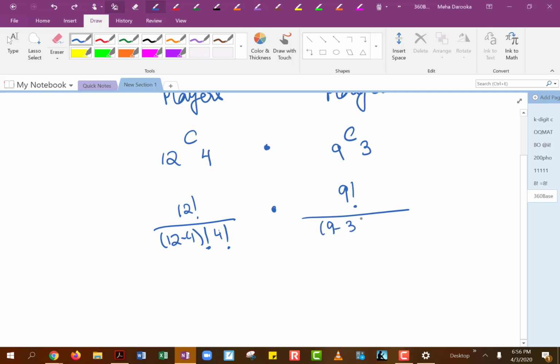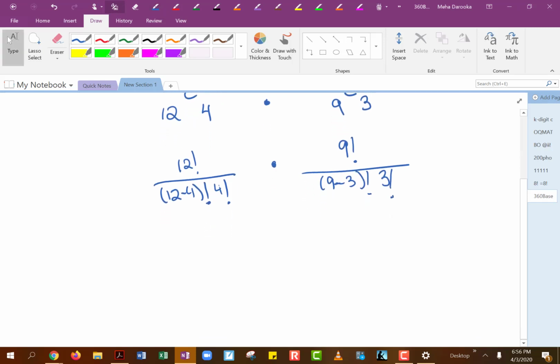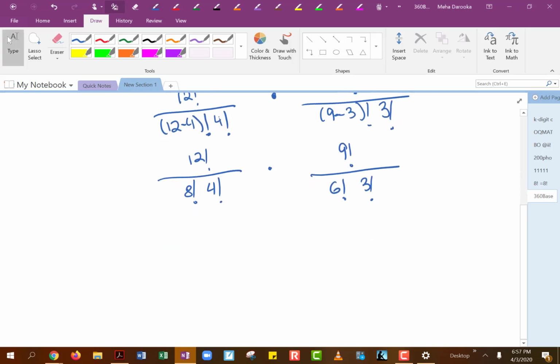individually. You have 12, and then of course 12 minus 4 would be 8 factorial. 4 factorial here, and then 9 factorial over here on the top, and this would be 9 minus 3, which is 6, and then again your 3 factorial. So just to go through this you have 12, 11, 10, 9, and I'll actually stop at 8 factorial. And then you've got 8 factorial, and I'm going to spread out my 4 factorial. So that's 4, 3, 2, and 1.